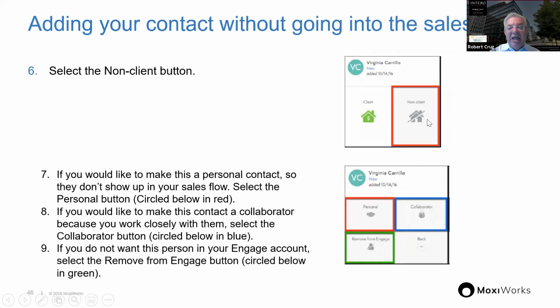You select the non-client button. If you would like to make this a personal contact so they don't show up in your sales flow, select the personal button. That means they're not going to be put into your drip campaigns. This is just your Aunt Mary. This is just your best friend from college. And if for whatever reason you don't want those to be referral sources, keep them in your personal contacts. If you would like to make this contact a collaborator because you work closely with them, select the collaborator button. If you do not want this person in your Engage account, select the remove button.